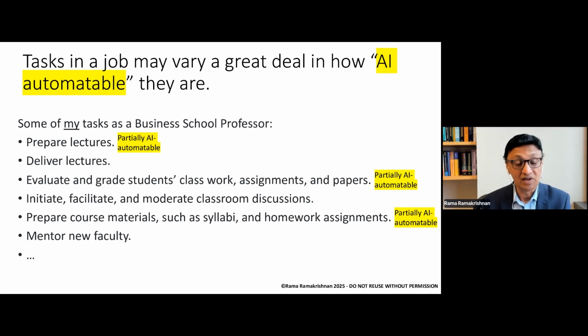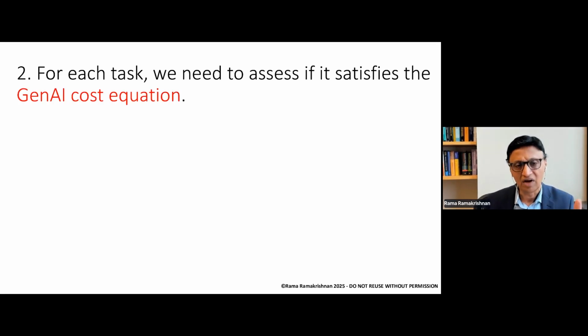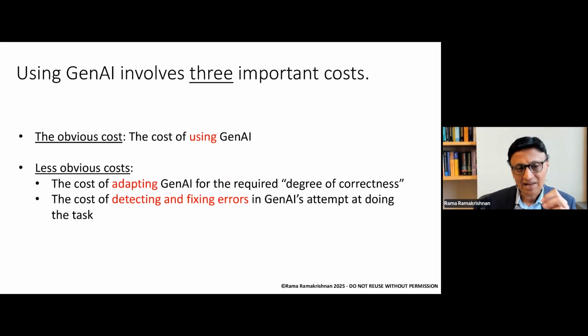Now let's say that you have a list of tasks for a particular job. The next thing to ask yourself is, for a particular task you're contemplating, does it satisfy what I think of as a GenAI cost equation? The really important thing about using an LLM for automating something is that there are three important costs you have to worry about. Let's start with the most obvious cost, the cost of actually using the GenAI tool. If you're using, for example, one of the OpenAI models or the Anthropic models through the API, you need to pay money to access the API. It's not super expensive, and we'll get to the cost in a second, but that's the cost of using it.